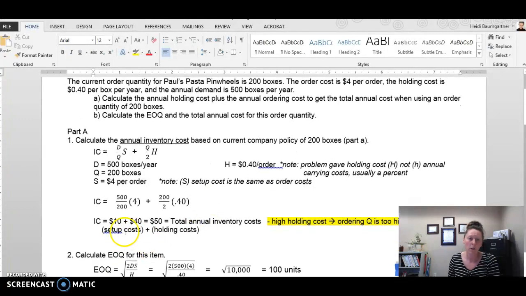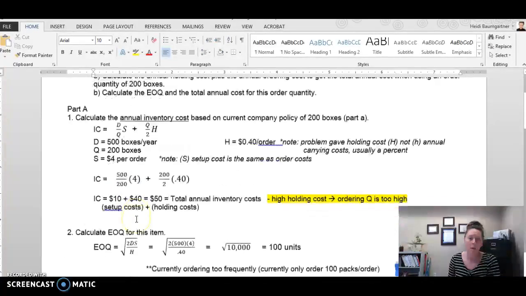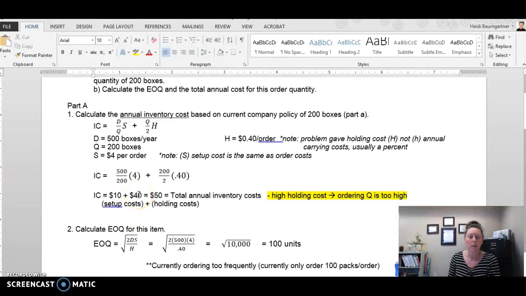Calculating out, we get $10 plus $40 equals 50. So the setup costs plus the holding costs equals our total annual inventory costs. And if you just look, there is not a balance between these two costs. The holding costs are high, indicating that our order quantity is going to be high.